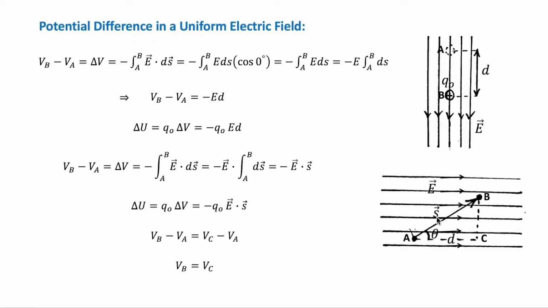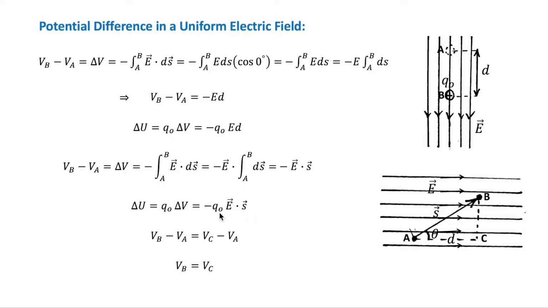So now suppose a charged particle moves from A to B in a uniform electric field and the displacement is not parallel but is at some angle theta with E. So the potential difference VB minus VA is equal to minus integration from A to B E dot ds, and E is constant, it gets out, and we have minus E dot s. So the change in the potential energy of the charge field system is delta U is equal to Q naught delta V is equal to minus Q naught E dot s.